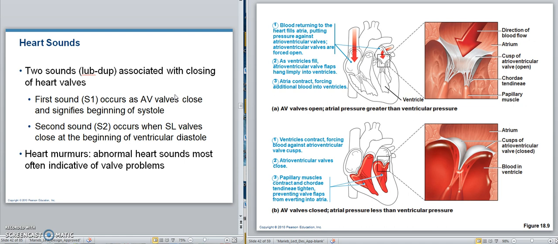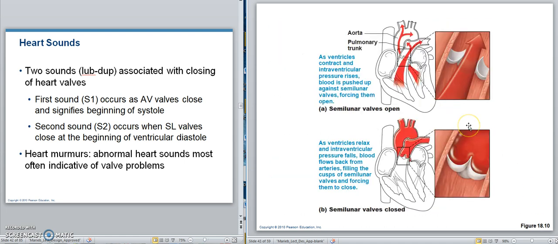Sound 2 is caused when the semilunars close. That means when the aortic valve closes, when blood falls back on it, and the pulmonic. Aortic, and that comes after, remember, so S1 first, then S2. S1 first, then S2.